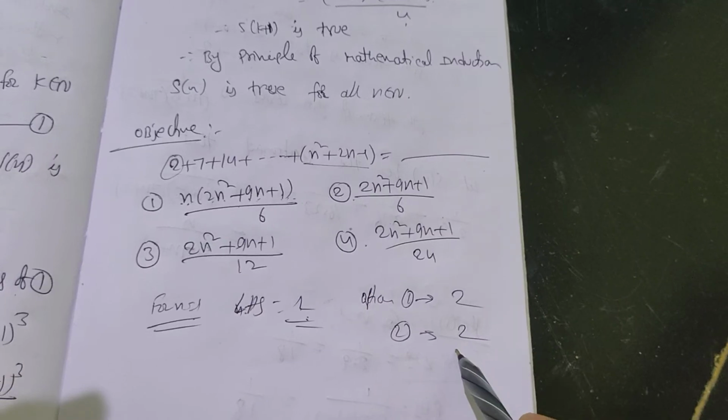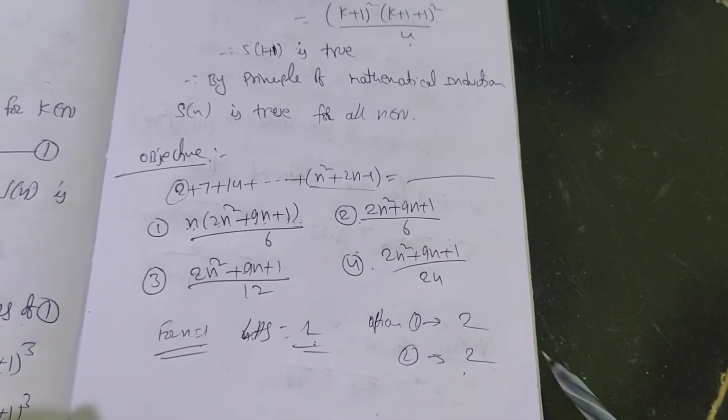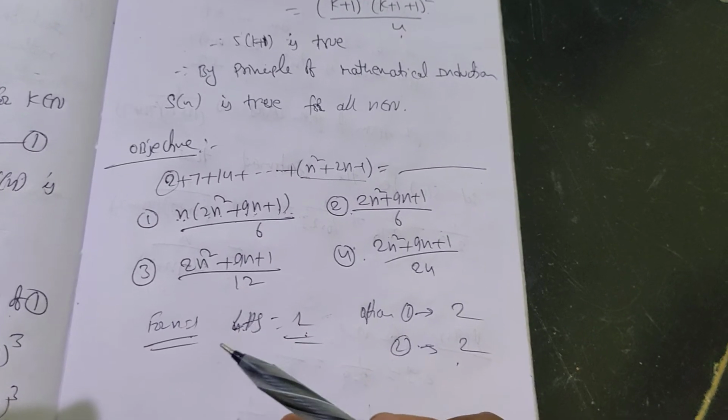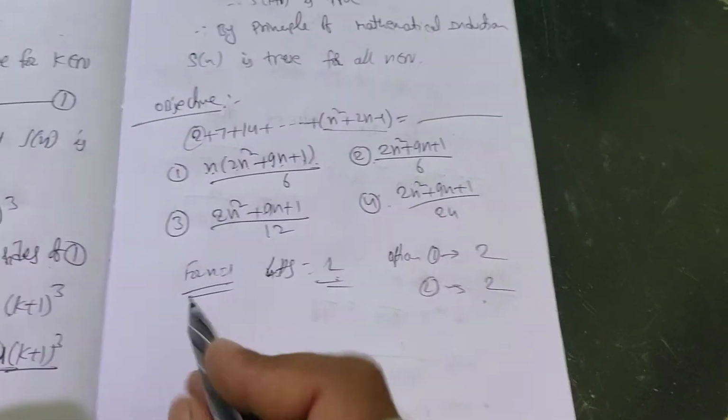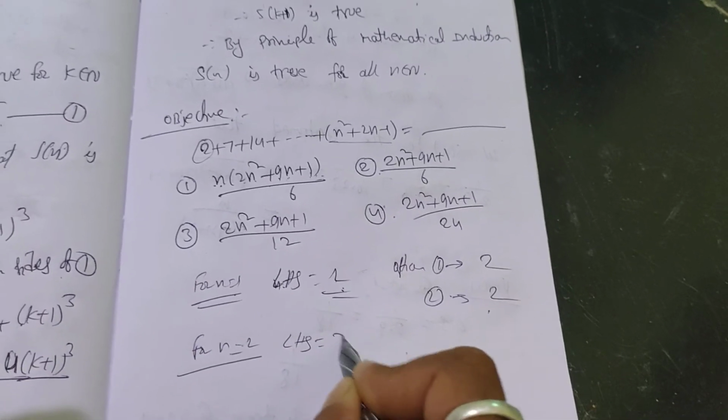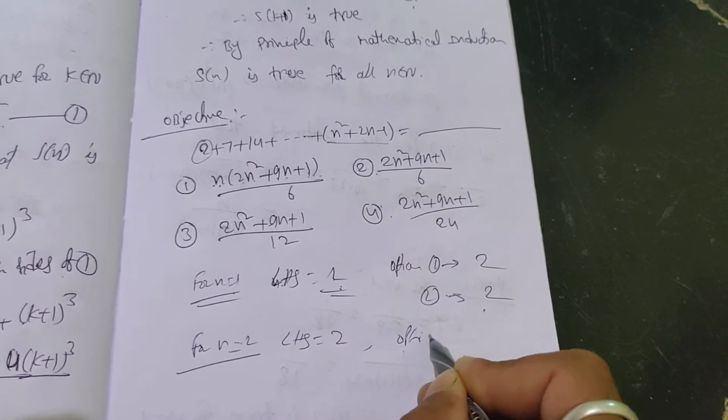So here we understand we already got multiple options. First option, second option, which one is right? So n equal to 1 is not suitable to do this problem. So for n equal to 2 you take. So LHS is equal, same as option 1.